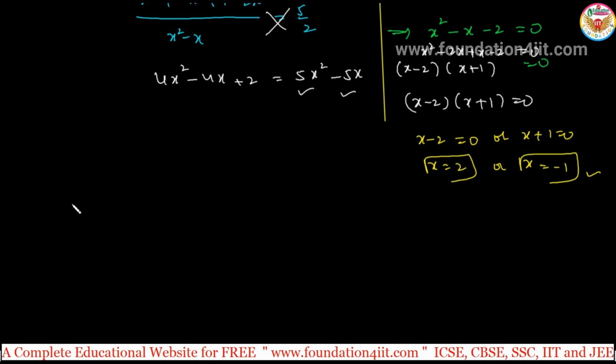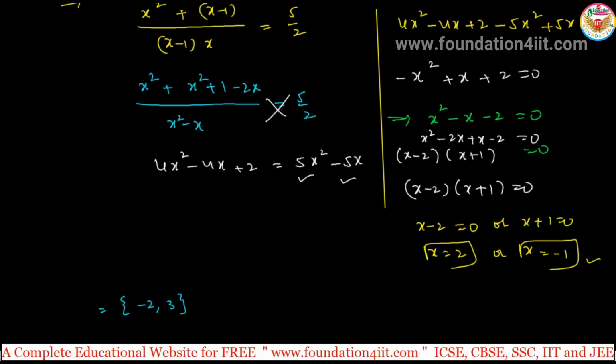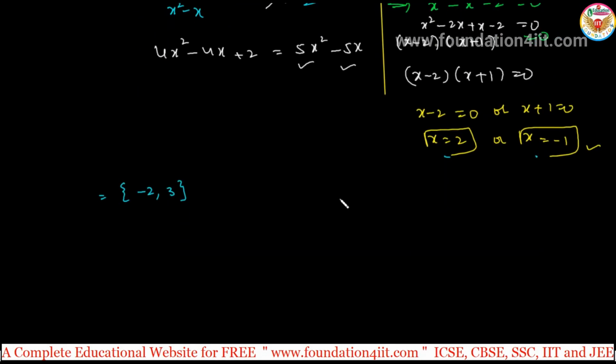They will give the solution set. Find the quadratic equation whose solution set is given. The solution set is minus 2, 3. For example, if you know the quadratic equation, then you are finding solutions, right? If the solution set is given, how to find the quadratic equation? Same method in reverse. So x is equal to minus 2 or x is equal to 3.